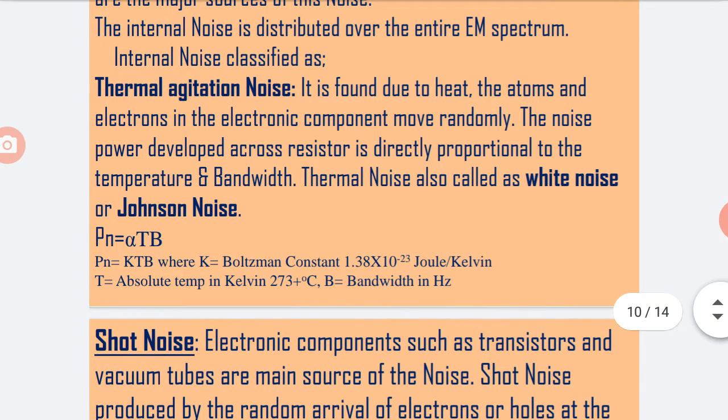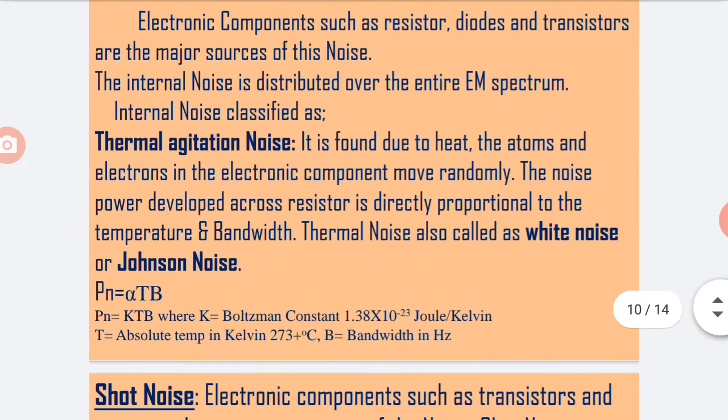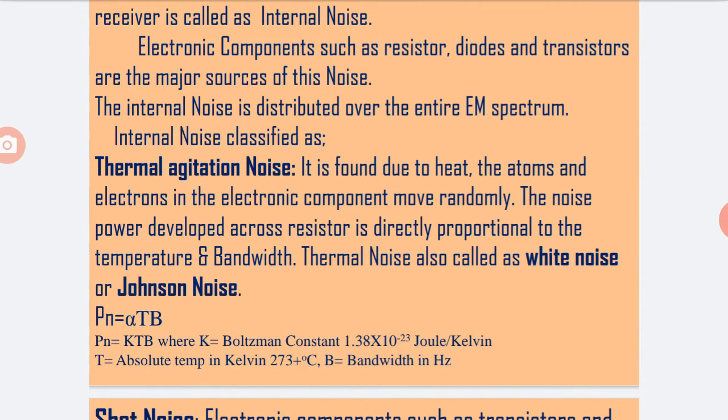So look at the equation. The power in noise can be calculated as Pn equal to kTB, where k is the Boltzmann constant, whose value is 1.38 into 10 to the minus 23 joule per Kelvin, T is the absolute temperature in Kelvin, which is 273 added to the degree Celsius, and B is the bandwidth in Hertz. So this is the formula for finding the power of thermal noise.